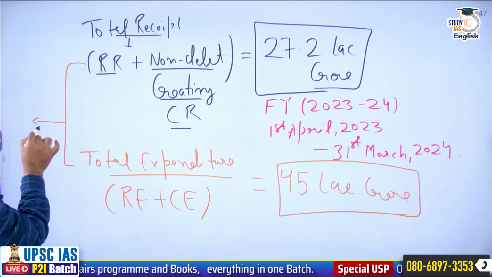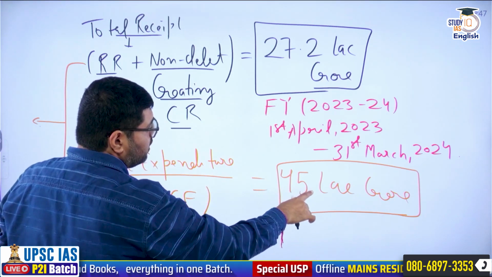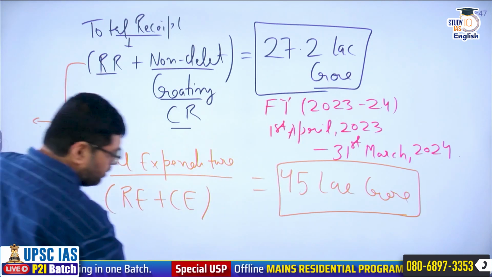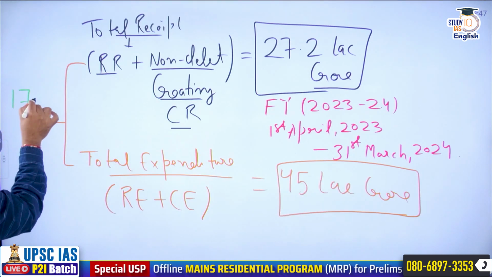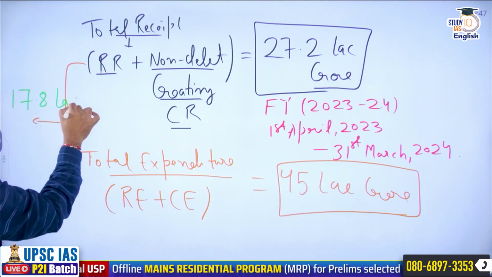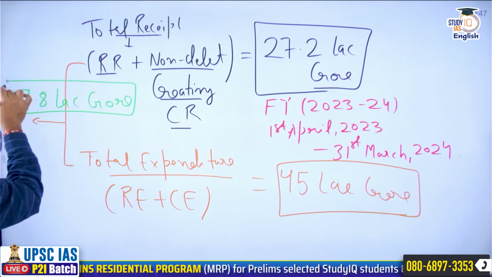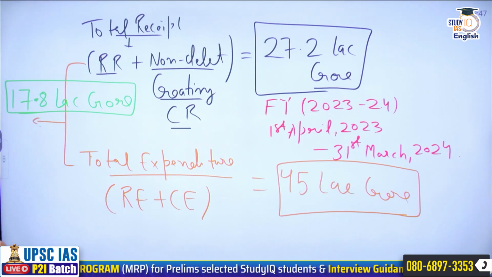That gap is what you get when you subtract 27.2 lakh crore from 45 lakh crore. That number comes out to be 17.8 lakh crores. This is the number that will come.